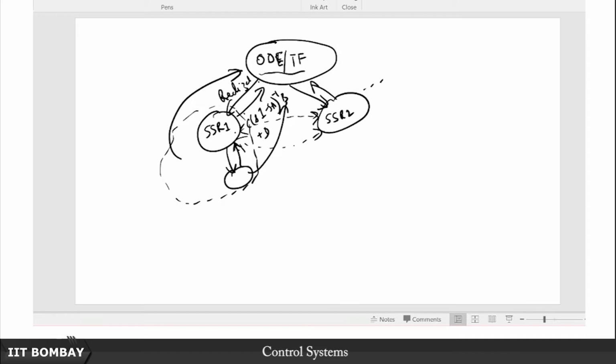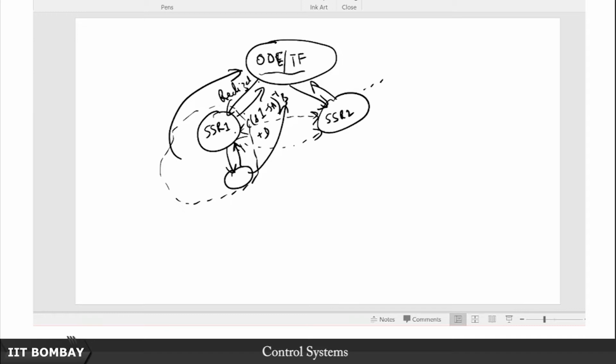So suppose I realize it in one form sitting here, you realize it in some other form sitting at home, there would be some restrictions subject to which there will exist a similarity transformation between your realization and my realization, and those restrictions have to do with whether there is pole zero cancellation or not, in a sense about controllability and observability.